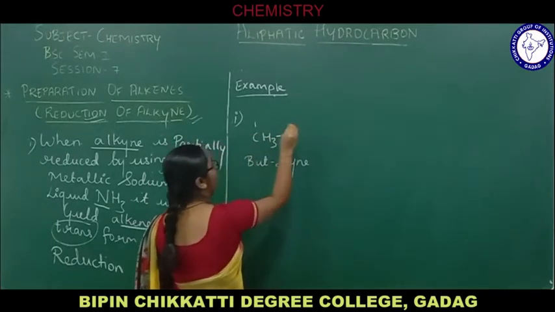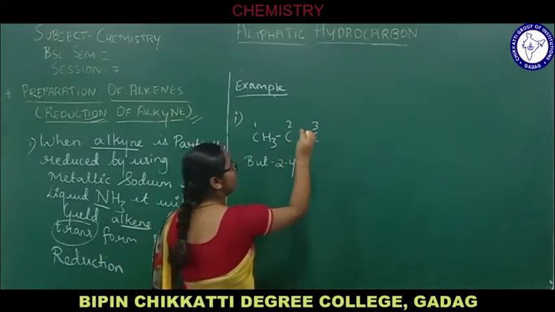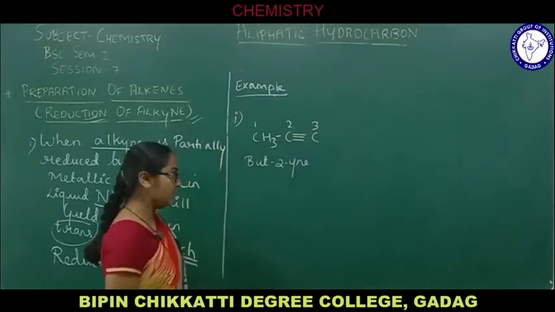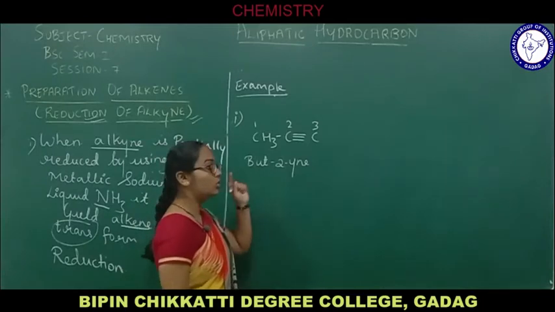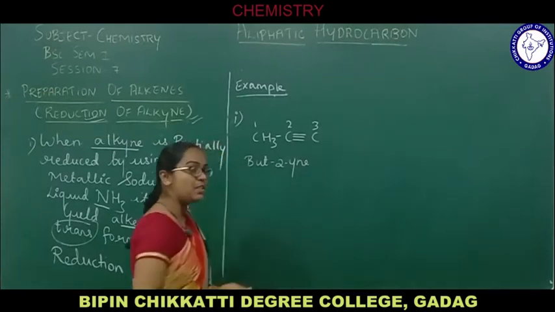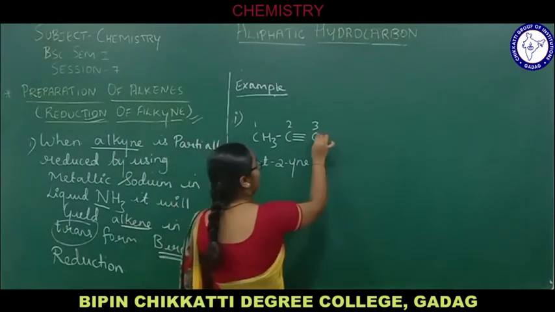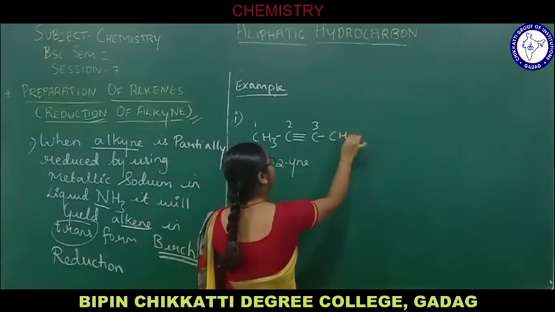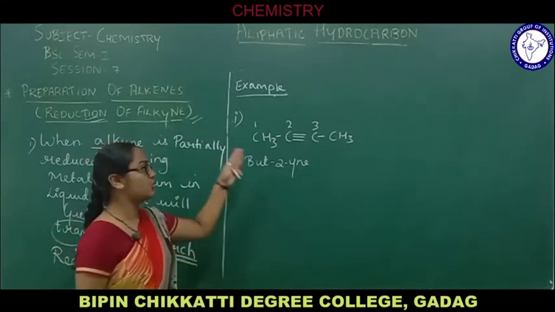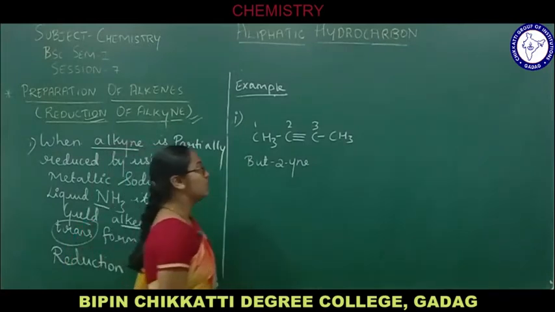Here is the structural formula. This is carbon number 1, carbon number 2, and this is carbon number 3. Between carbon number 2 and carbon number 3, the 'ine' means the triple bond is present, and we took the lowest number, 2. 'But' means butane, 4 carbons in the long chain. Here 3 carbons are done, then the remaining 1 carbon is satisfied by attaching 3 hydrogen atoms. So this is the structure of but-2-ine.